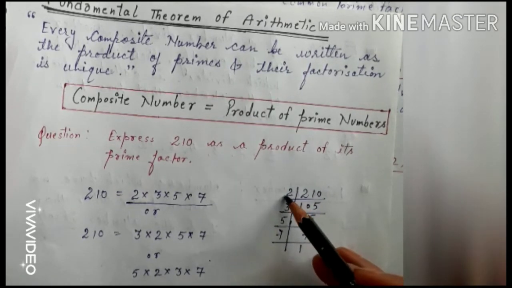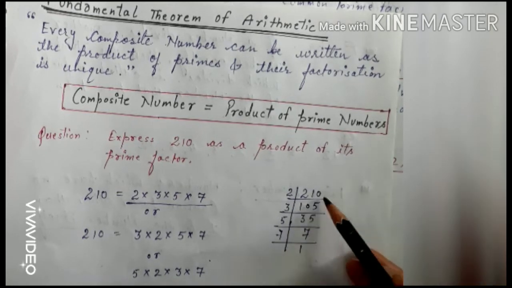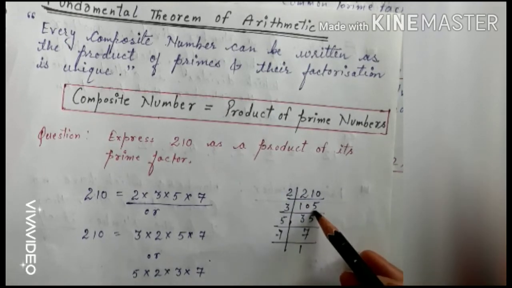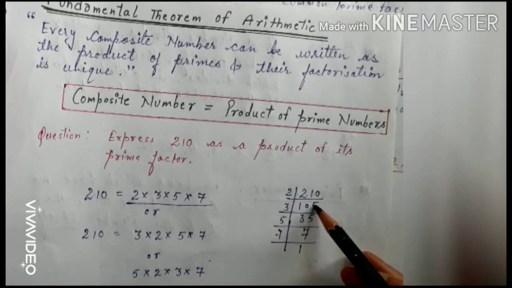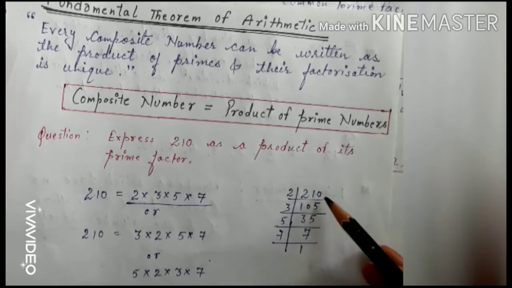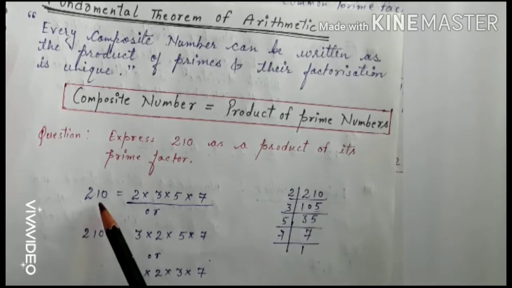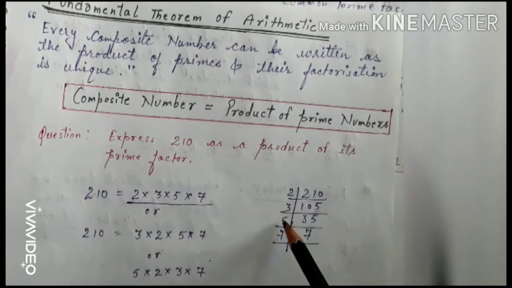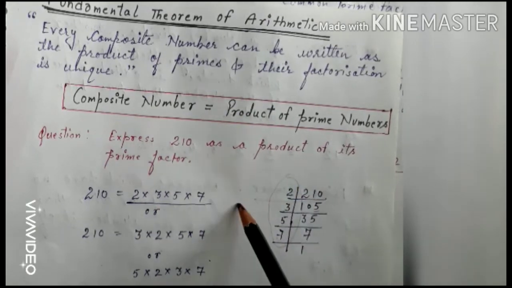Factorization method: 2 tens are 20 and 2 fives are 10. Then 3 is not divisible by 2 again because the last digit is 5, so it is divisible by 3, and 35 remains. Now 5 sevens are 35 and 7 ones are 7. This is the prime factorization of 210. So we can write here 210 equals 2 multiply 3 multiply 5 multiply 7. This is what we have written here.